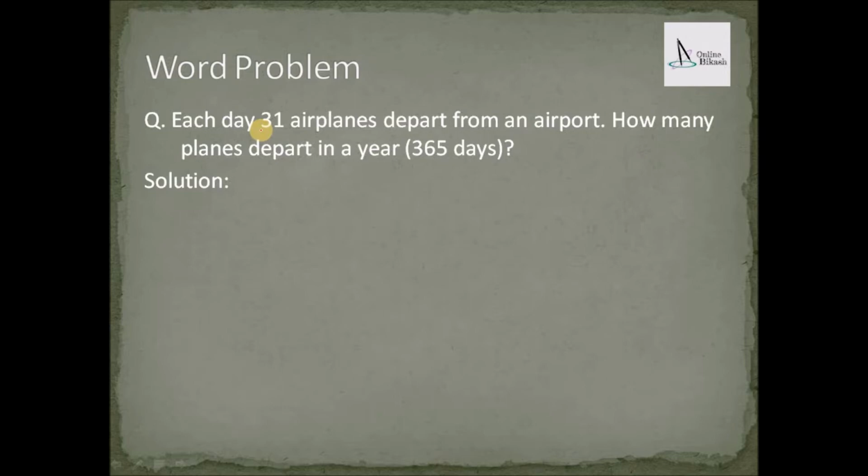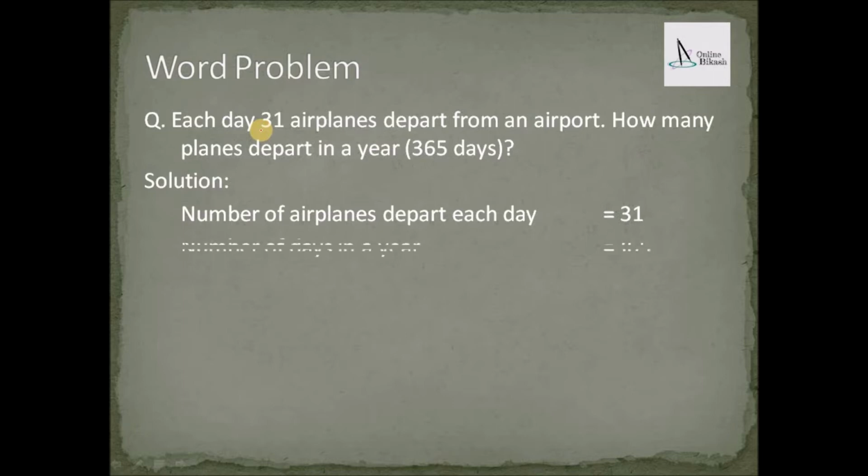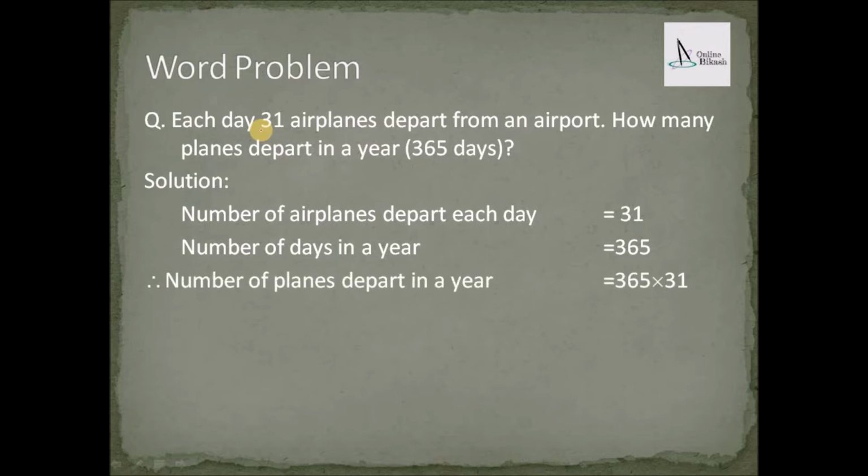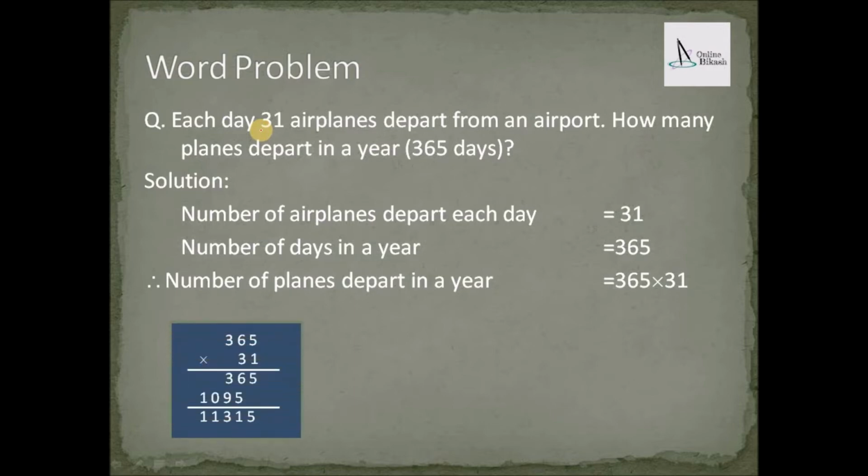Since this is a word problem, first of all we have to write the sentences. Number of airplanes that depart each day is 31. Number of days in a year is 365. Therefore the number of planes that depart in a year is 365 times 31. So we do this calculation: 365 multiplied by 31.